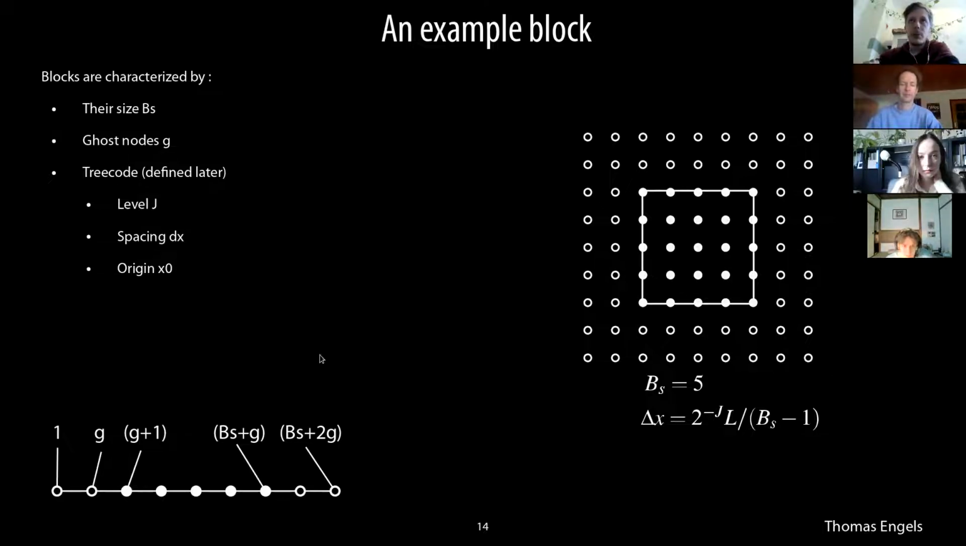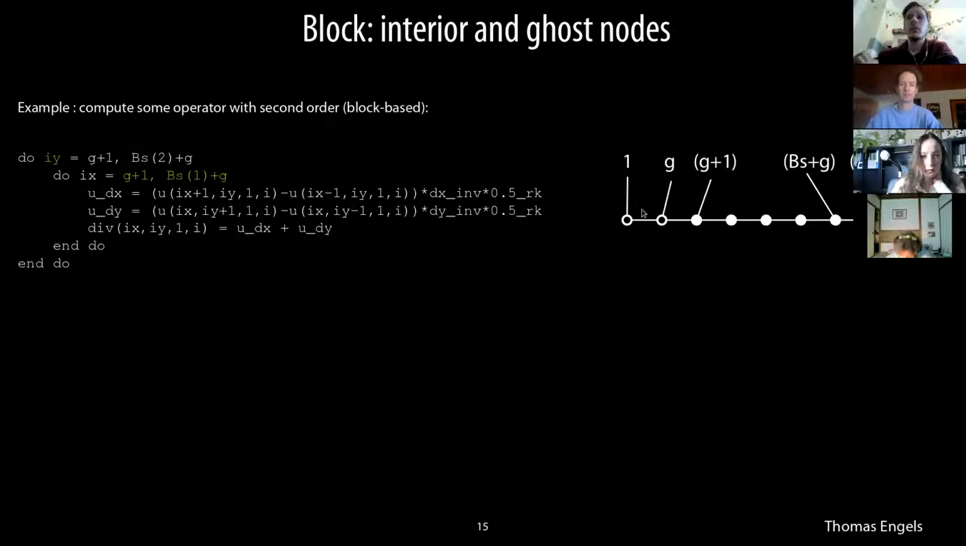Now, if we just take a 1D example here, we have it on the next slide, so maybe I just skip it. So this is just a 1D cut of this block. Here you have what we call the interior nodes. So these points actually belong to that block, whereas these ghost nodes are in fact synchronized with neighboring blocks. Okay, so this is the thing. So if, for example, we want to compute some operator here with the second order finite differences, then this is how this looks like in the code.